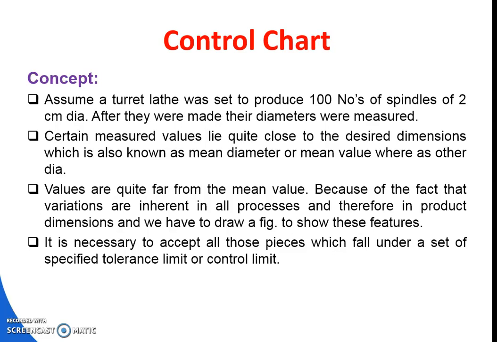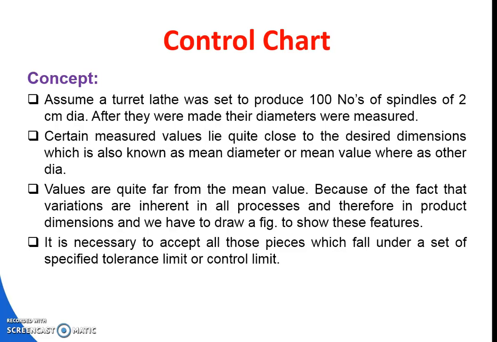Therefore, for product dimensions, we have to draw a figure to show these features. It is necessary to accept those pieces which fall within a set of specified tolerance limits or control limits. From this example, it is clear that we have two types of control limit: one is the upper control limit, another is the lower control limit. There is a tolerance limit, which means the product dimension is 40 mm plus or minus 0.002.